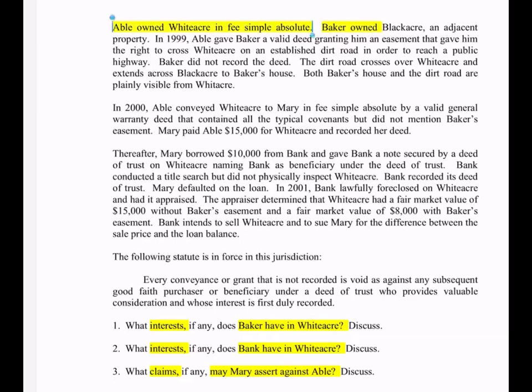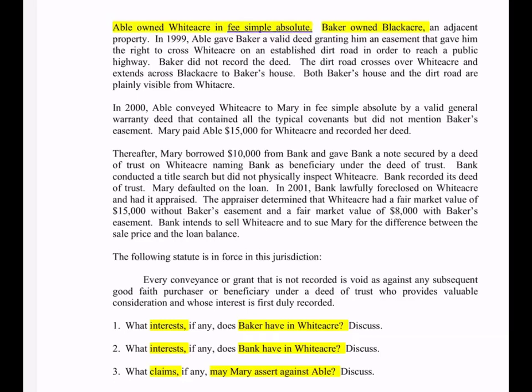In 1999, Abel gave Baker a valid deed granting him an easement that gave him the right to cross Whiteacre on an established dirt road in order to reach a public highway. Okay, so easements are going to be a big subject in this answer. So I'm going to define the easement. In other words, this is an express grant easement.